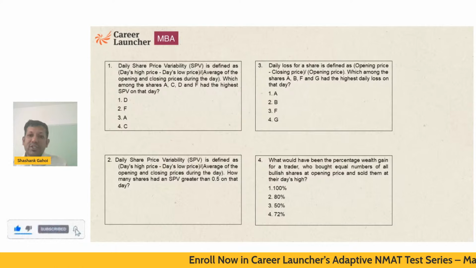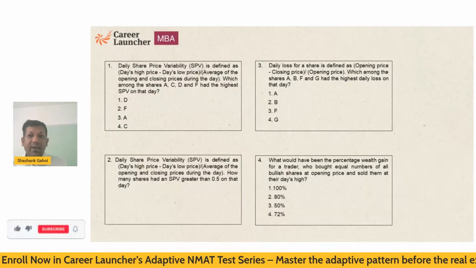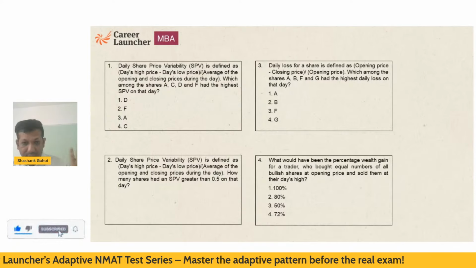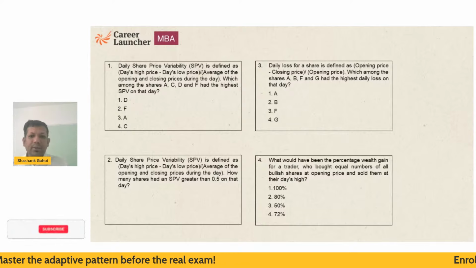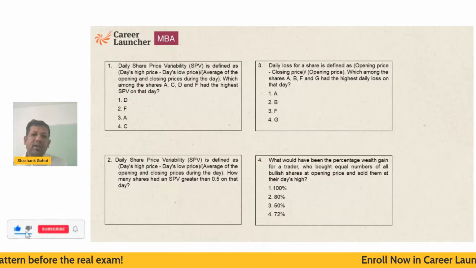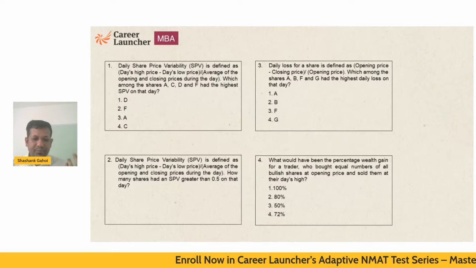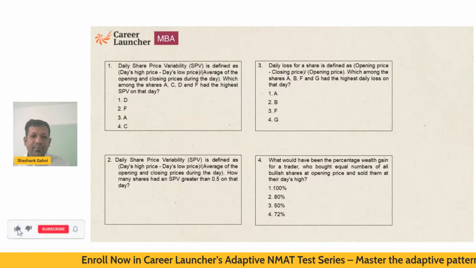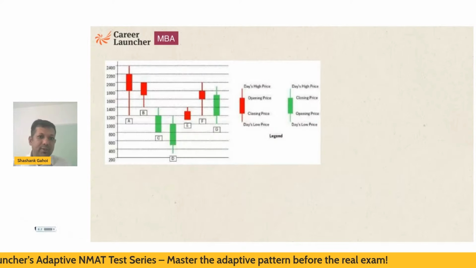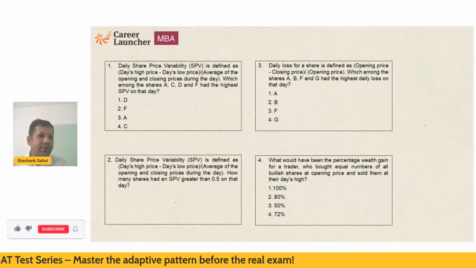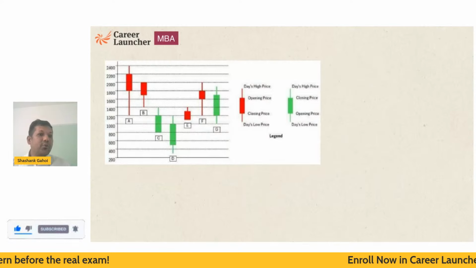Now, daily loss for a share is defined as opening minus closing divided by opening price, and which has the highest loss? What would have been the percentage gain for a trader who bought an equal number of shares of all the bullish shares at opening and sold them at today's high? So I am going to calculate SPV. What is SPV? That is high price minus low price divided by the average of opening and closing.